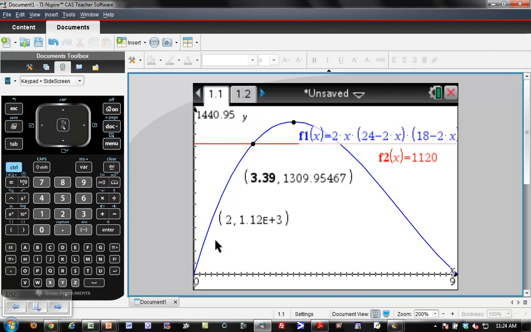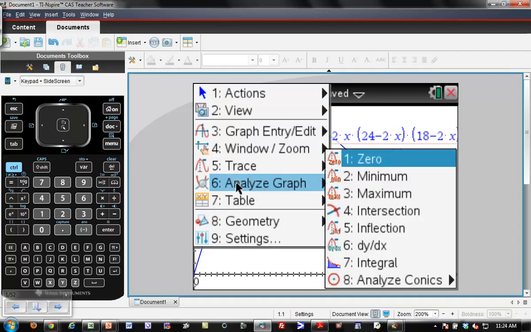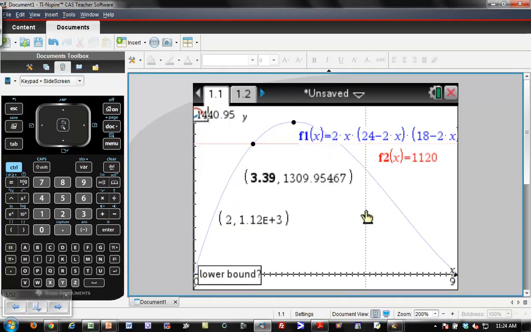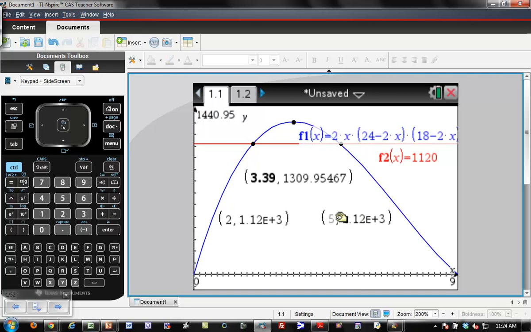And then let me do the other one. Menu, analyze graph, intersection, low, high, and the other one's a beautiful 5. So those are the values you should find. Now we've got all the parts. We're not going to do the rating to learn part.